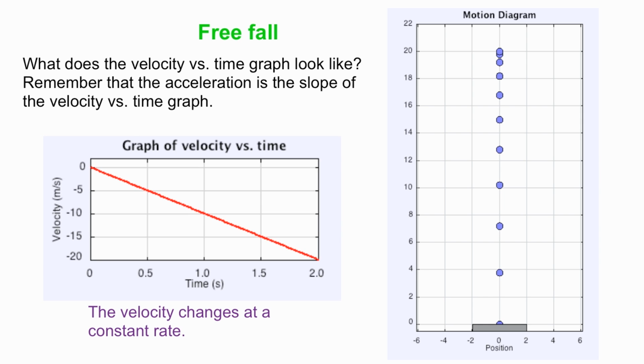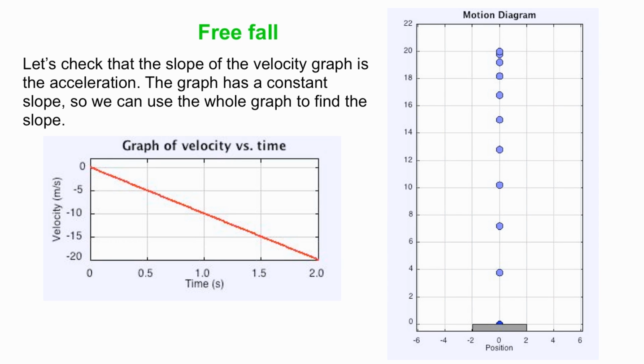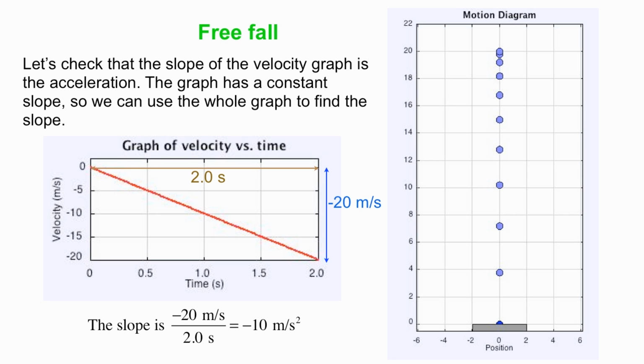The velocity changes at a constant rate. The slope is constant. Okay, so now we're going to check that the slope of the velocity graph is the acceleration. So here we can use the whole graph because the slope is constant. So the slope is the rise over the run. It went down 20 meters per second while it went across 2 seconds. So we'll say the slope is minus 20 meters per second divided by the 2 seconds. That is indeed minus 10 meters per second squared, which corresponds to the acceleration. Okay, so we can use graphs to tell us a lot about velocity, change in velocity, acceleration, and things like that.